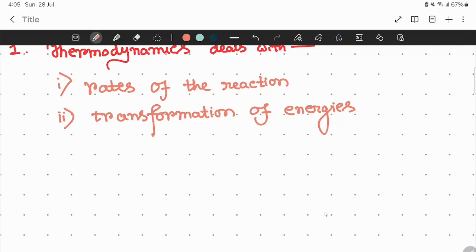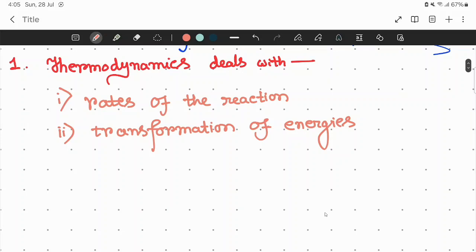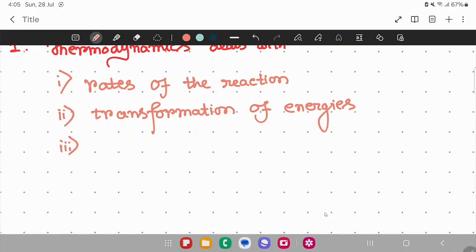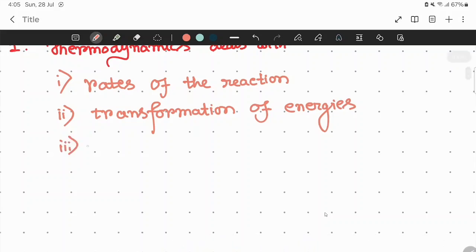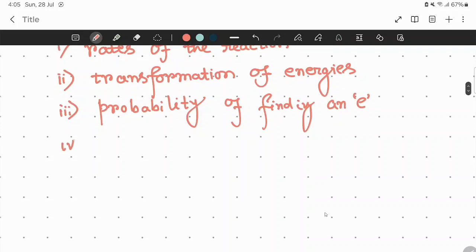The third option is probability of finding an electron. Prior, I was discussing this question. Thermodynamics deals with, there are several options: rates of the reaction, transformation of energies. Third option is probability of finding an electron, and the fourth option is splitting of d orbitals in magnetic field.